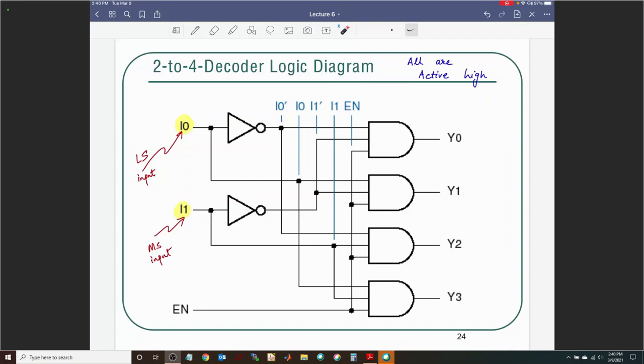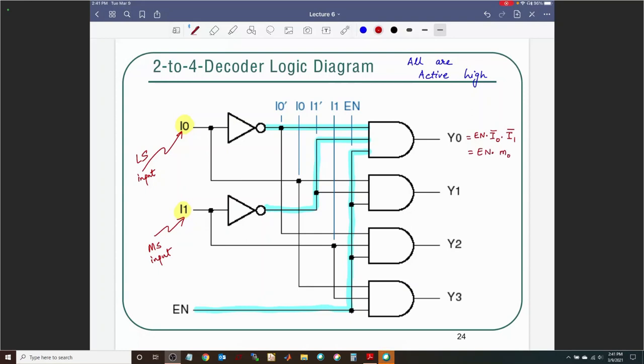Let me next turn to making sure that this is in agreement with the expressions that we saw. So I'll simply try to track down the logic expression for Y0. As you can see, Y0 has three inputs going to an AND gate. Let me highlight that in blue here. I0 complement is going in there, and I1 complement is going in there. And of course, every AND gate will have an enable input from right there. So this is enable, I0 complement, and I1 complement, which is simply enable and minterm 0, right?